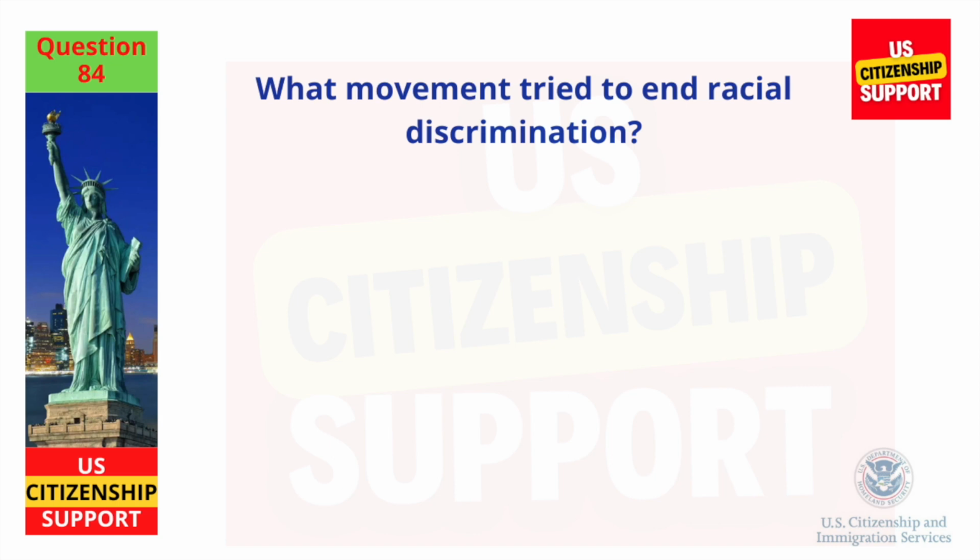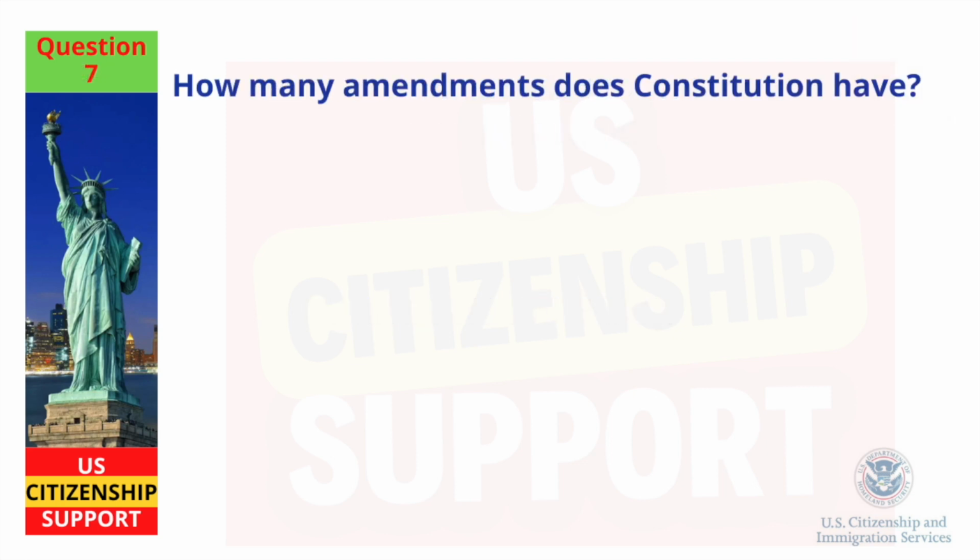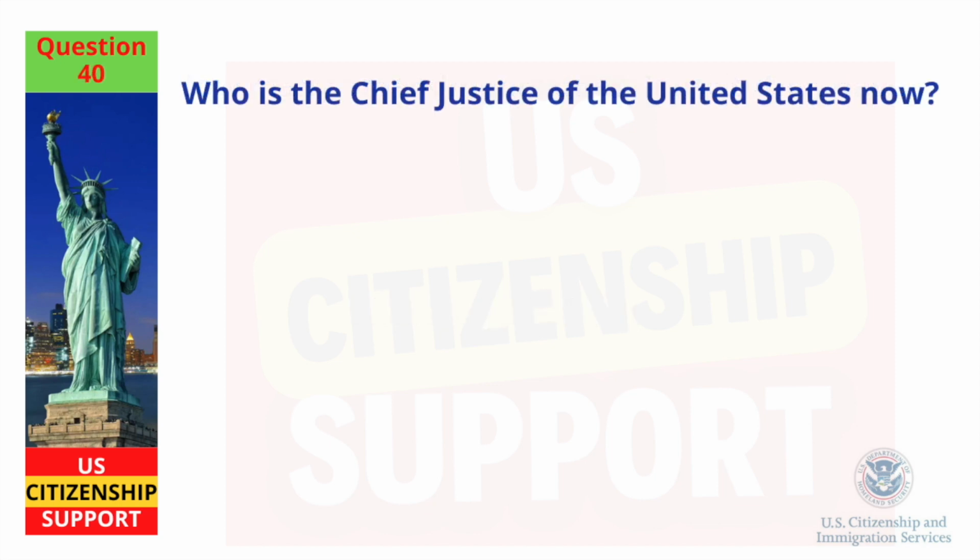4. What movement tried to end racial discrimination? Civil rights movement. How many amendments does the Constitution have? 27. Who is the Chief Justice of the United States now? John Roberts.